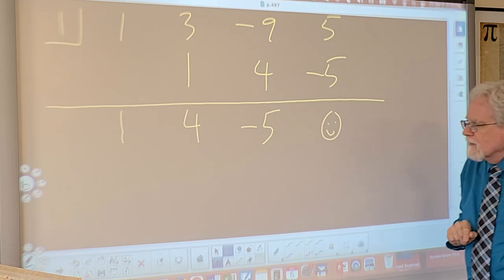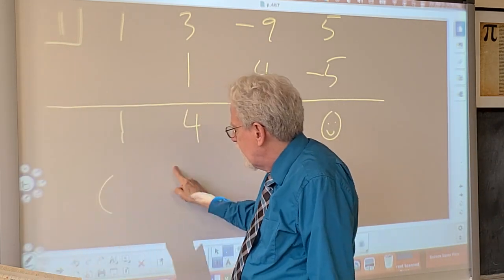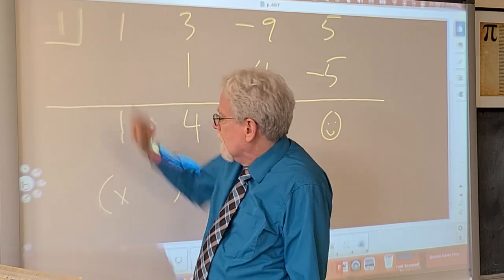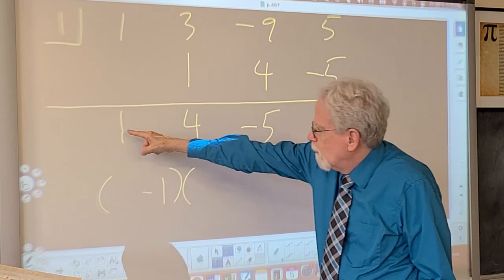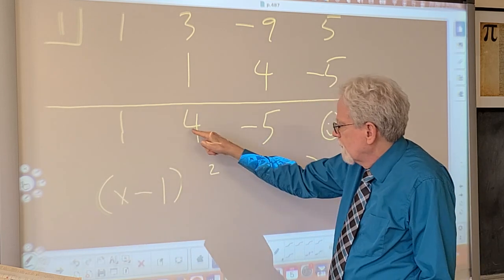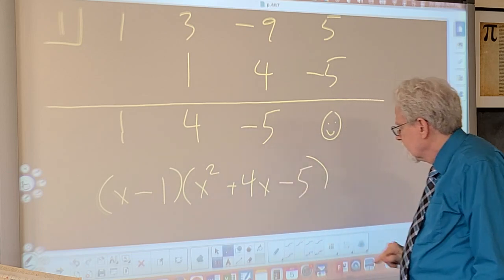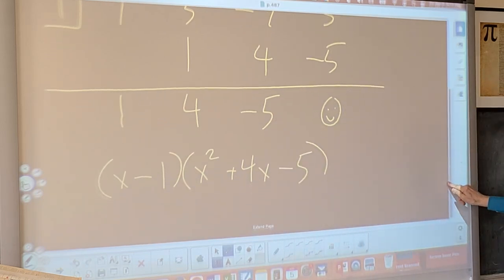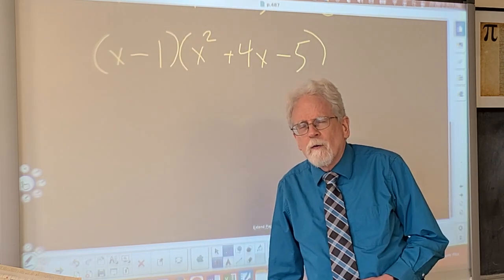Okay. So what do we have? That was a positive 1. Therefore, our first factor is x minus 1, changing the sign, times 1x squared plus 4x minus 5. And this one is also easy to factor. Hey, what if it wasn't easy to factor? What would you do?